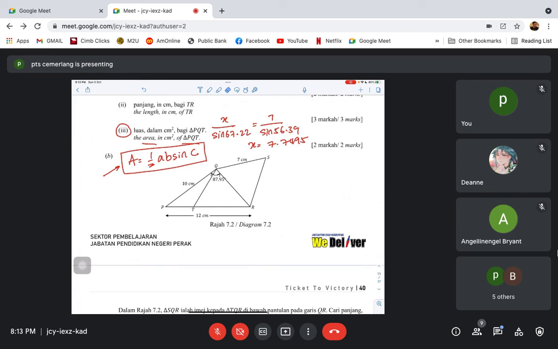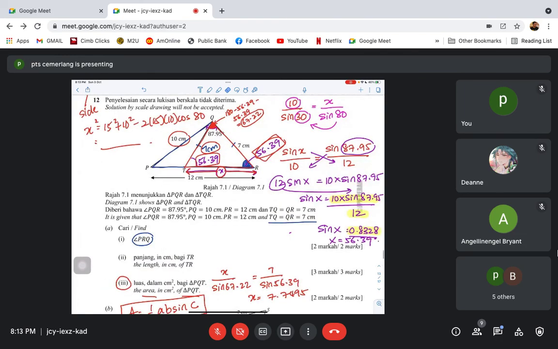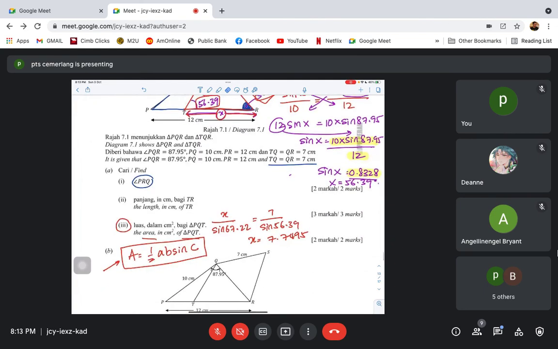Tapi untuk soalan ini memang tak dapat lah. Soalan ni you must use your 1/2 ab sin C. Okay, let me focus on this triangle. So the question says that you want to find area of triangle for PQT. Okay, ini soalan dia. PQT.